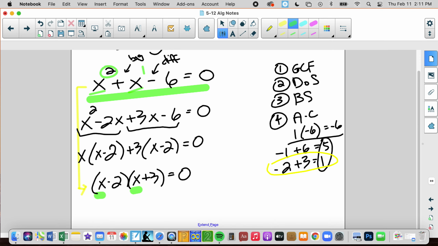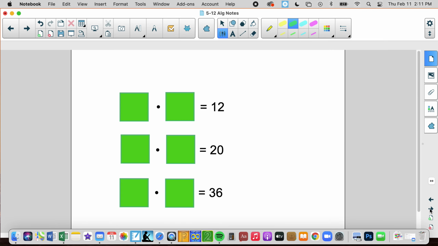So that's the big concept here, is we got to take that polynomial and turn it into products, or we have to factor it. So let's move on to the next concept that we have to address. Oh, and those need to be 12s, not 20 and 36, sorry. Let's change that. That's a 12.